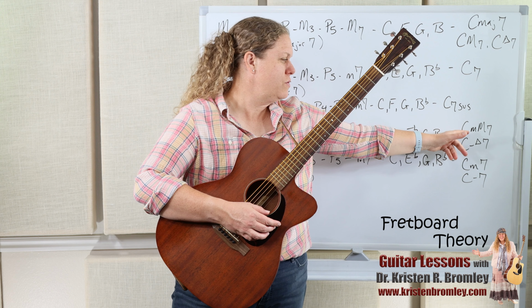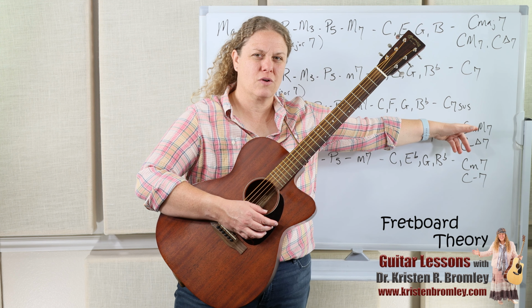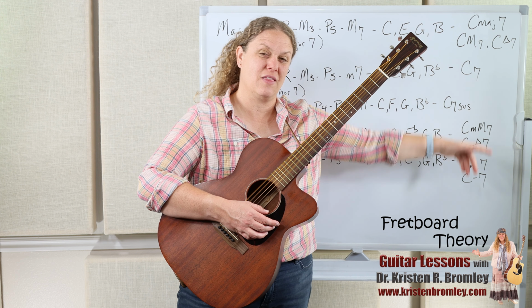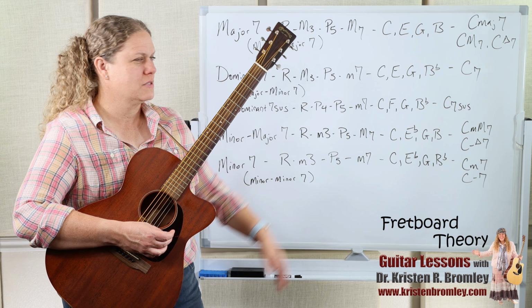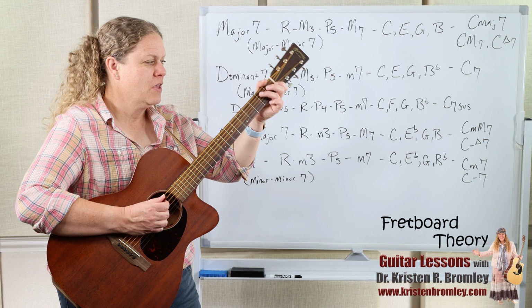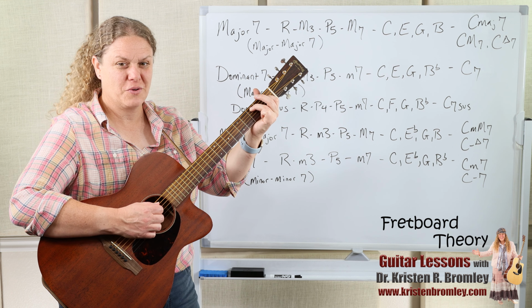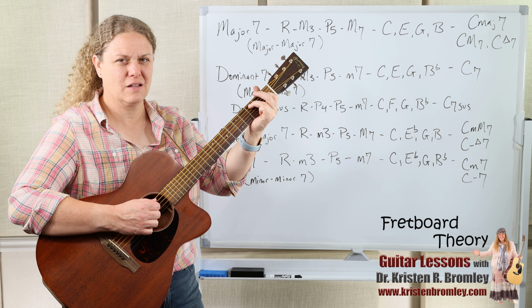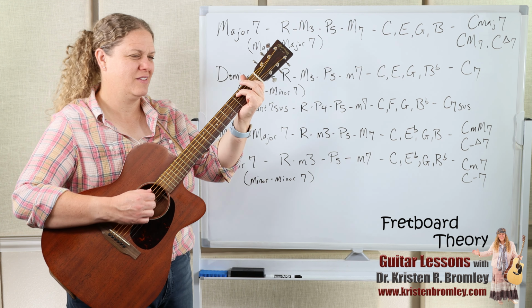So root and then minor telling us it's a minor chord, something telling us it's a major 7th, and then that 7. So we've got the 2 options that you most commonly see there for that minor major 7 chord. Distinct color. Very, very distinct.